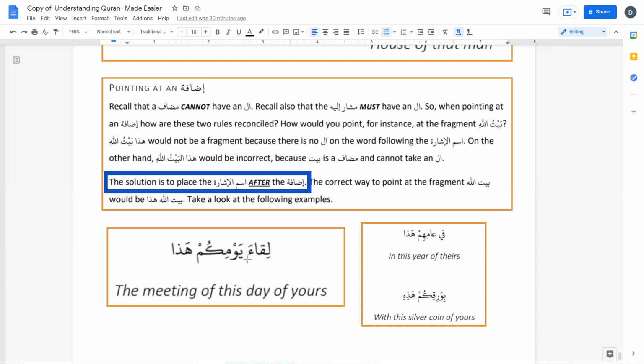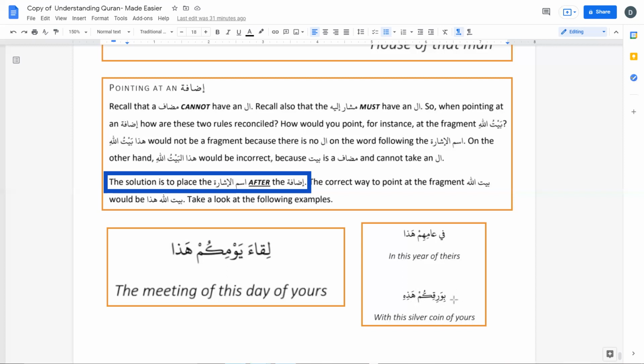Over here, liqa'a yawmikum hadha. Yawmi is mudaf, kum is mudaf ilayh. Yawmikum hadha: this day of yours. And then another example: bi wariqikum hadhihi. With this silver coin of yours.